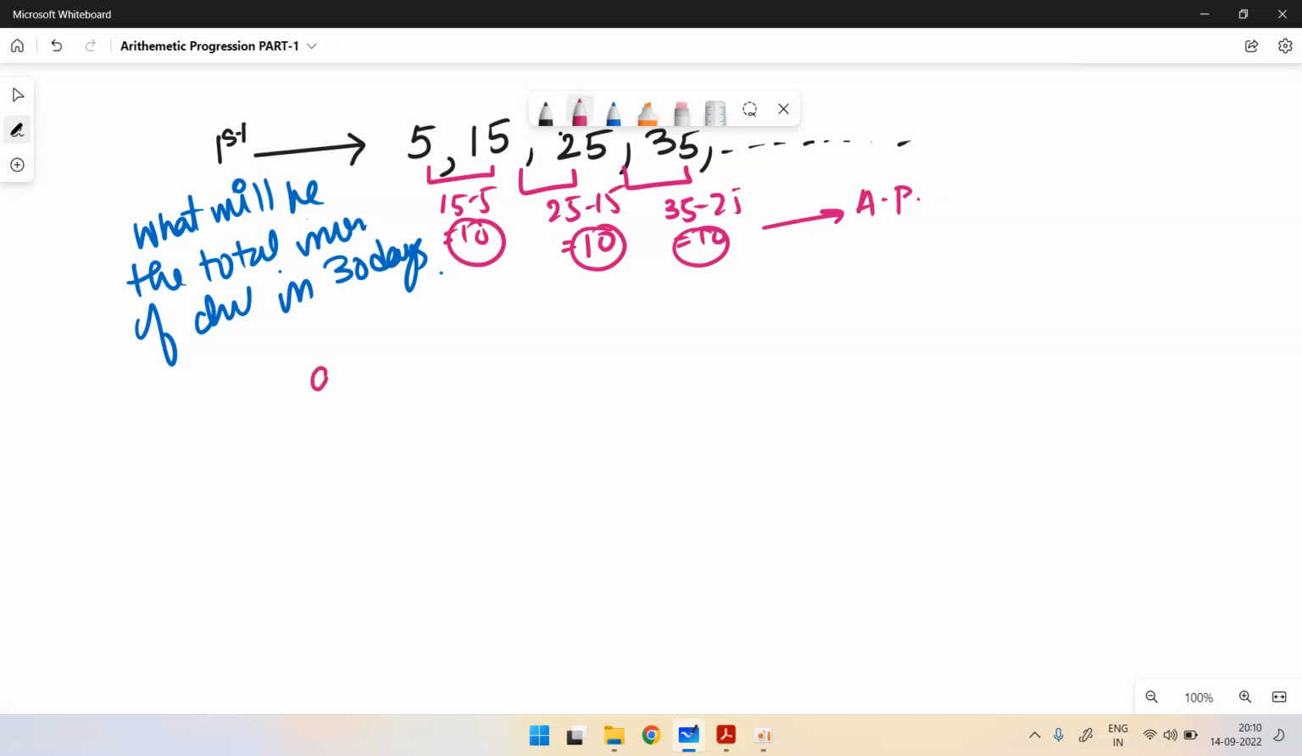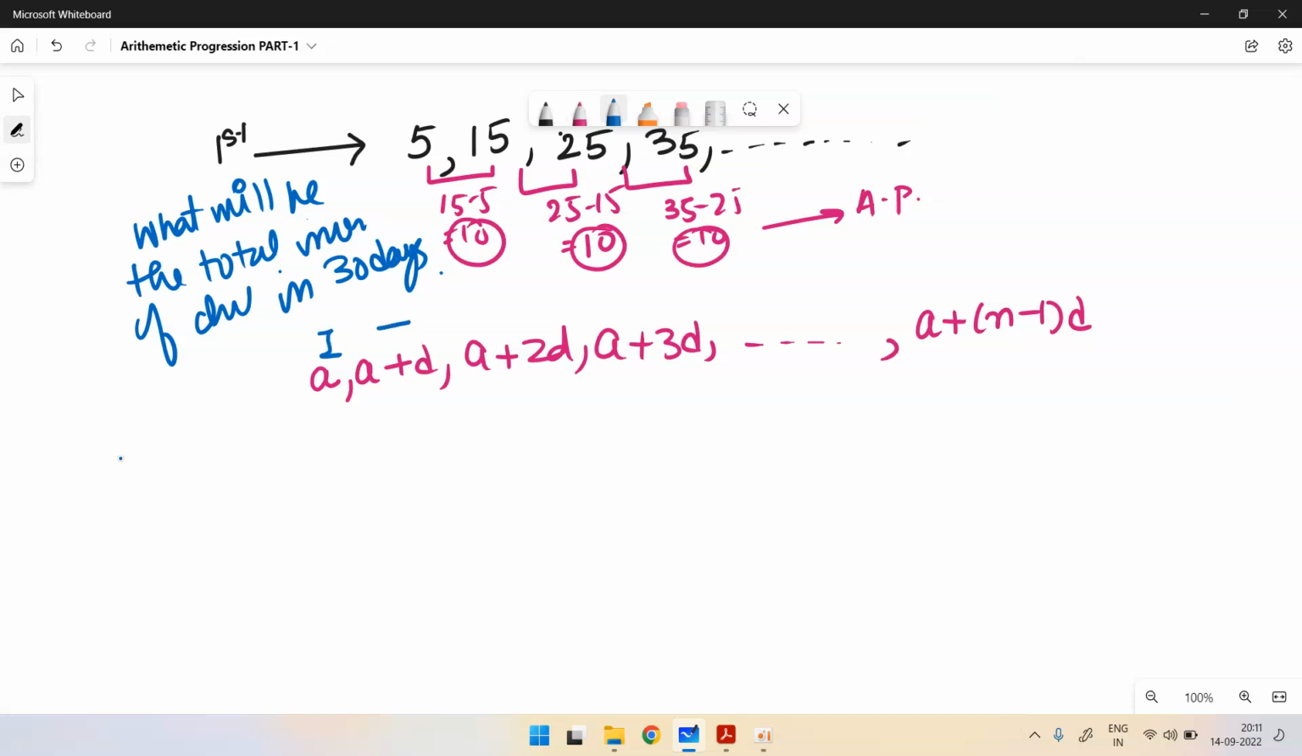So if you see, in general, I'm taking a general AP. This is a, a plus d, a plus 2d, a plus 3d, and so on, till my nth term, which is a plus n minus 1 into d. This is my first term, this is my second term, my third term, this is my fourth term, and so on till this is my nth term.